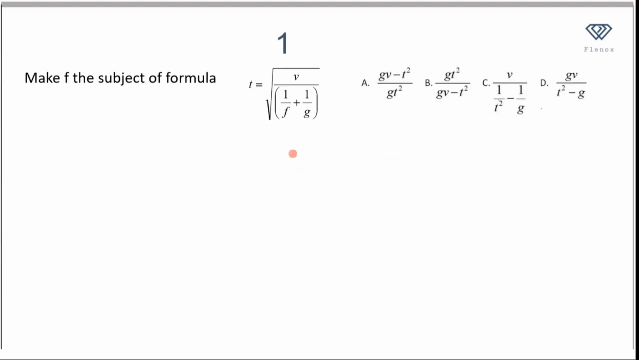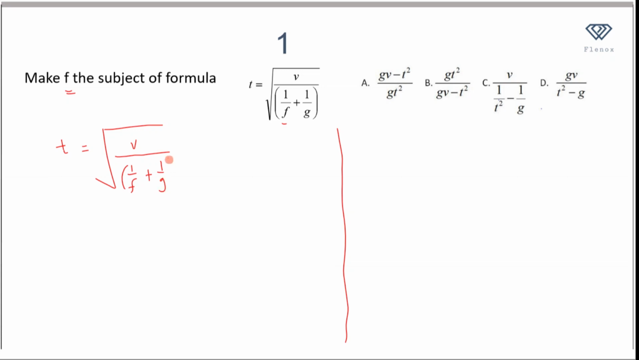So the first question has to do with change of subject of formula, and in this question we are told to make f the subject of the formula, and as you can see f is located here, so we have to make f the subject of formula. So we start out by writing out the question where we are given T is equal to the square root of V over 1 over f plus 1 over g.